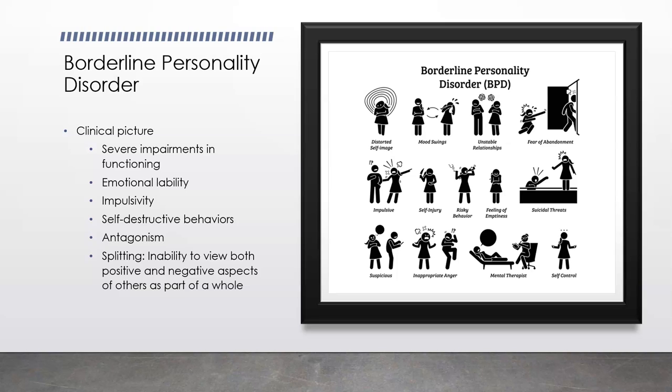They make threats of suicide, attention seeking. This is, my boyfriend broke up with me. If I cut my wrist, he's going to come back. But you cut your wrist and you call your boyfriend and he doesn't come back and then you die. Splitting: inability to view positive and negative aspects of others as part of a whole. So splitting takes on two definitions, right? This one, they can only see black and white. There is no gray in borderline personality disorder.